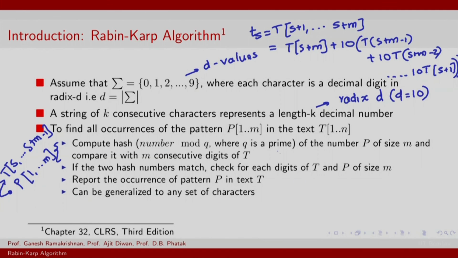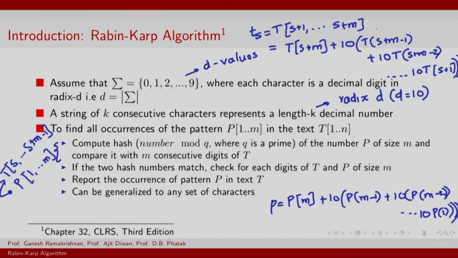One can do likewise for P. So small p is basically P of m plus 10 times P of m minus 1 plus 10 times P of m minus 2, until P of 1. So computing Ts and p can be expensive. In fact, it might not even be possible to fit Ts or p into one computer word.